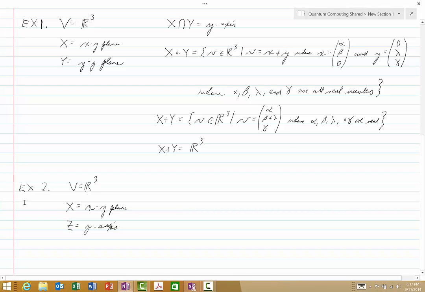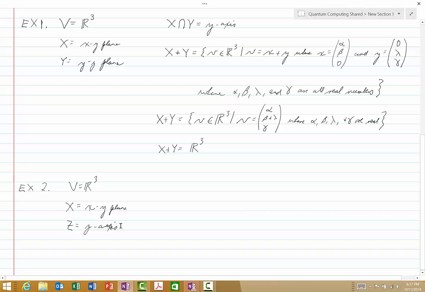Now, X is a subspace of V, and I hope you can readily see that Z is a subspace of V as well, because if you take any vector that lies along the z-axis and add it to another vector that lies on the z-axis, you get a vector along the z-axis, so that proves closure under vector addition. And likewise, if you take any vector along the z-axis and multiply it by a scalar, you will still have a vector along the z-axis. So that proves closure under scalar multiplication.